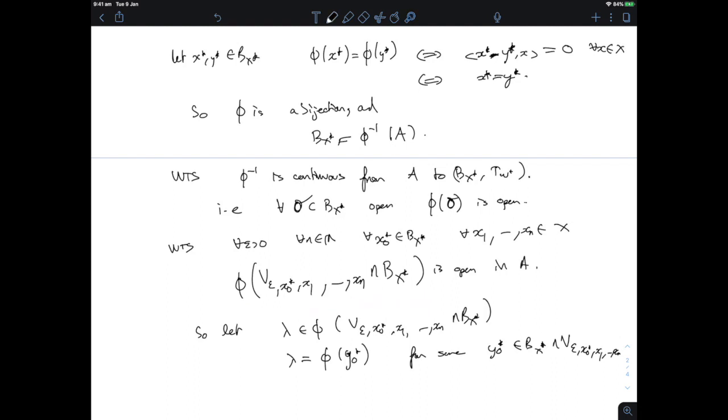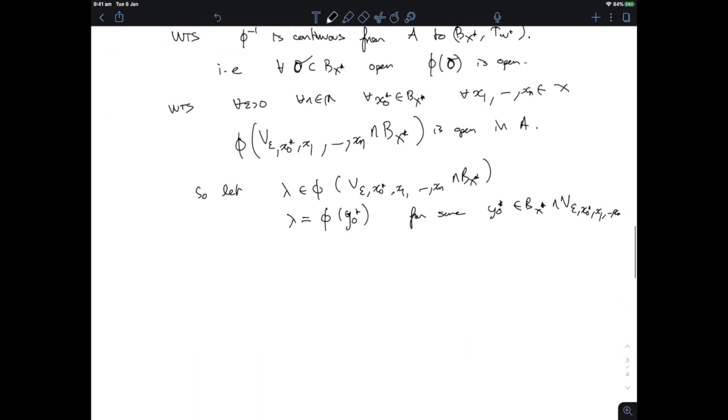So notice, what can I say about my y0 star given that it lies in here? Well, I can say that y0 star minus x0 star tested on any of the xj has to be smaller than epsilon. And so if it has to be smaller than epsilon, I could pick a delta such that this is smaller or equal than 1 minus delta epsilon for j equal 1 to n. And I can pick a delta in 0, 1 that does that.